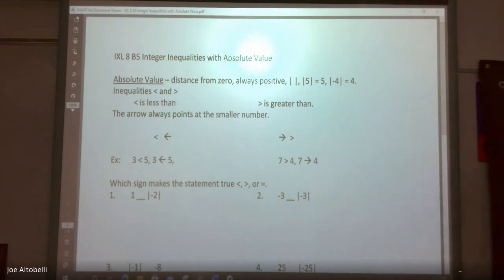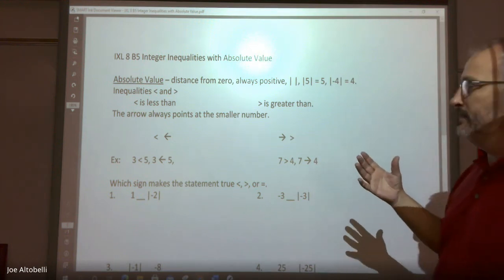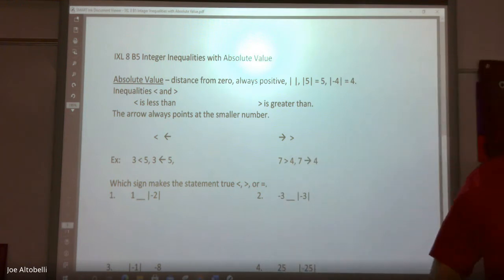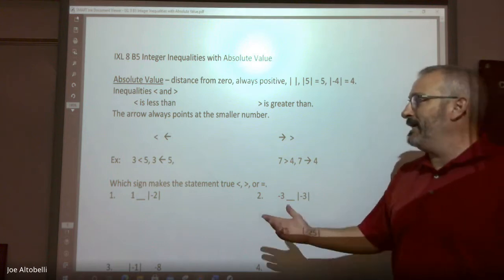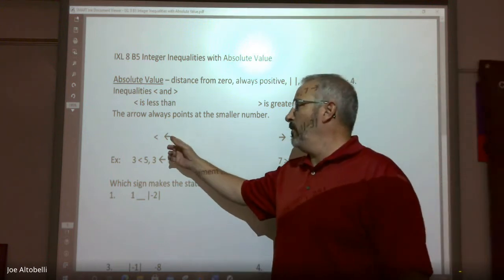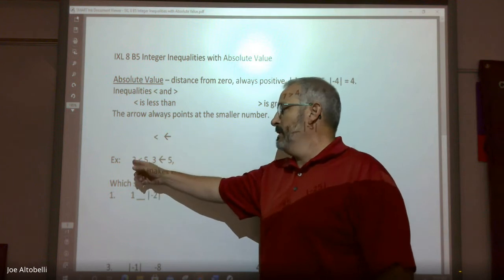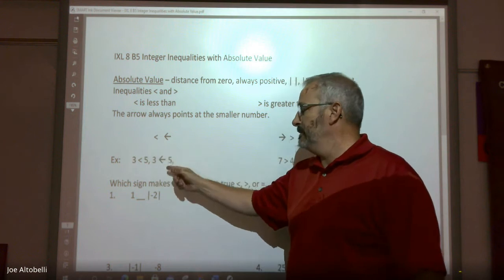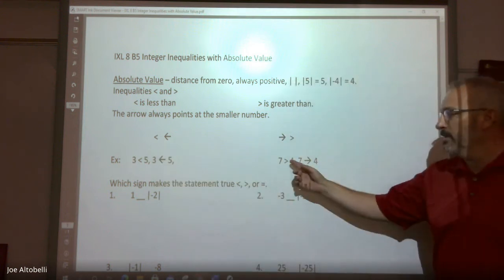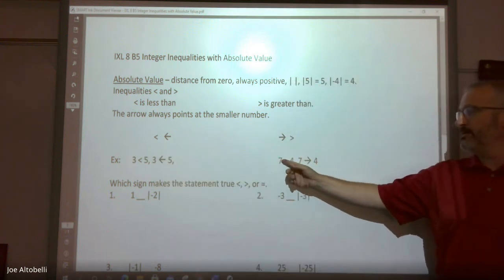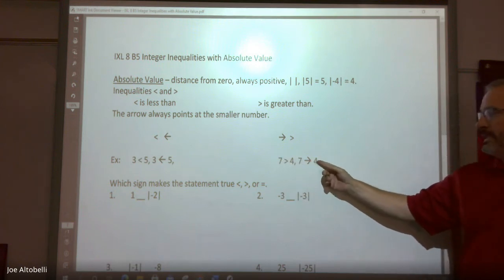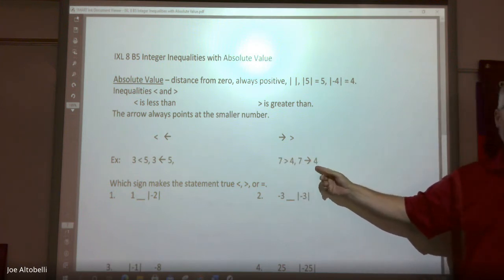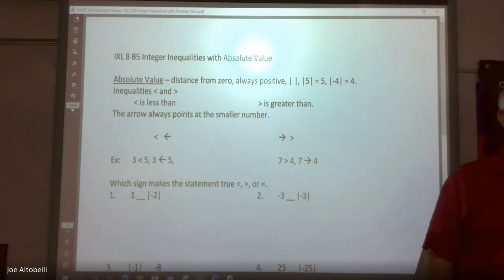In elementary, you learned the little alligator eats the big alligator, whatever. However you phrase it there, doesn't matter. I use arrow always points to the smaller number. So 3 is less than 5. The arrow is pointing at the 3 because the 3 is the smaller number. Over here, 7 is greater than 4. Again, it's pointing to the 4, the smaller number. 7 is greater than 4. Points at the smaller number.